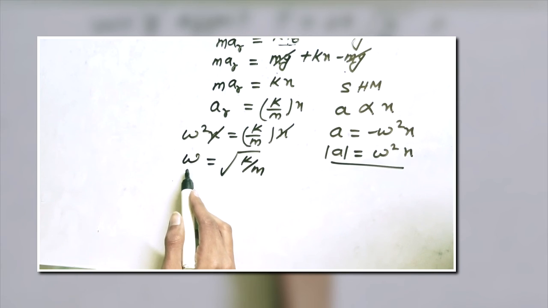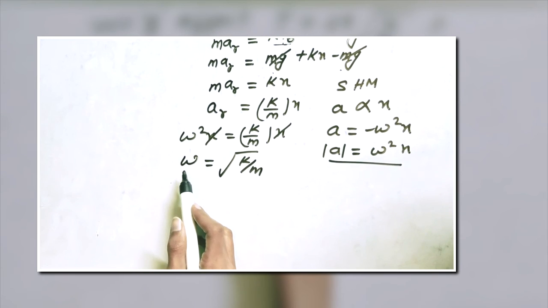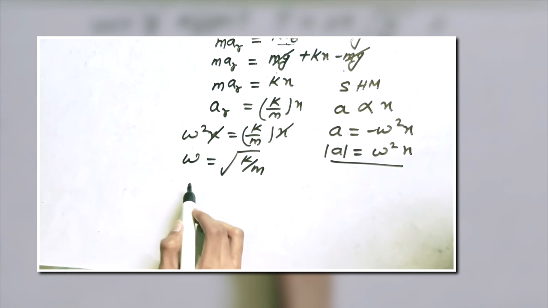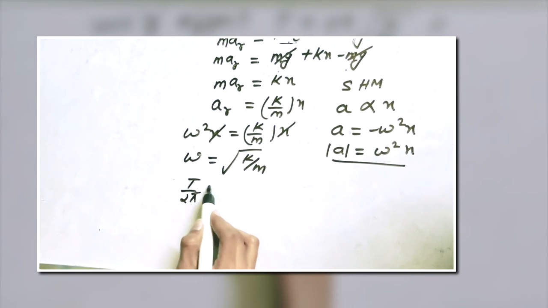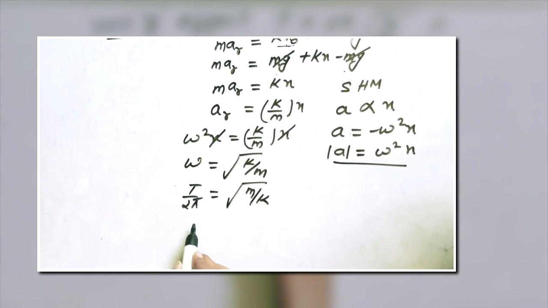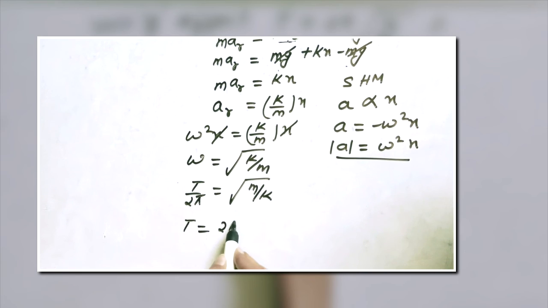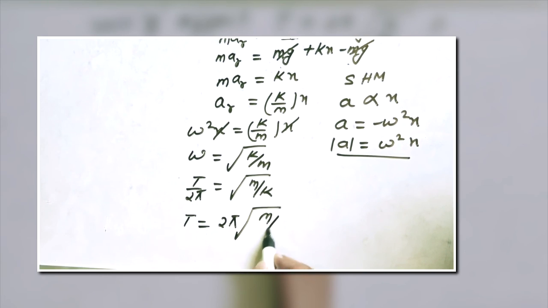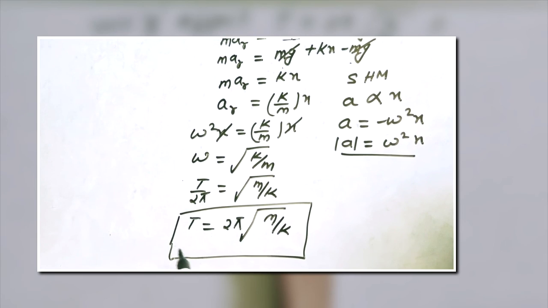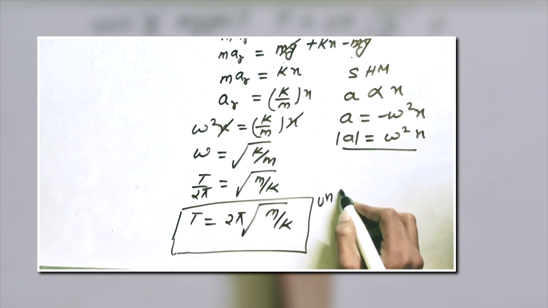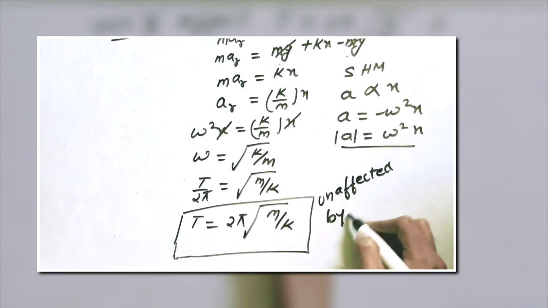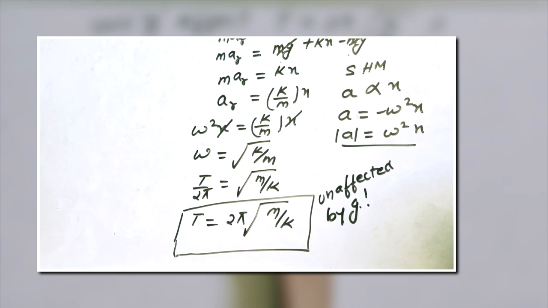Omega, you can write omega is equal to 2 pi by T, and when you reciprocate it, you get T by 2 pi is equal to under root of m by k, and you get T is equal to 2 pi under root of m by k. So you can see that the time period has nothing to do with g. It is unaffected by g. Hope you liked the video. Thank you very much.